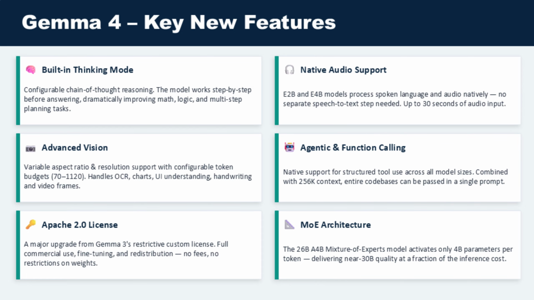Okay, let's take a look at the features we got with Gemma 4. The first and most important is the built-in thinking mode, so the model is a lot more capable. The second important one is native audio support. The model can now listen to audio and output text, and it can understand what we are talking about. This feature is embedded in the two smaller models, the E2B and the E4B.